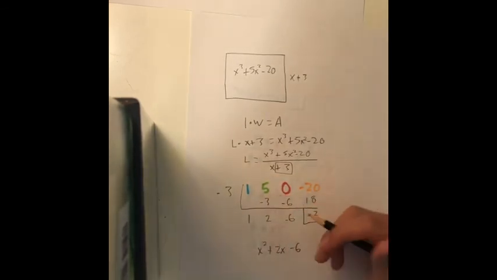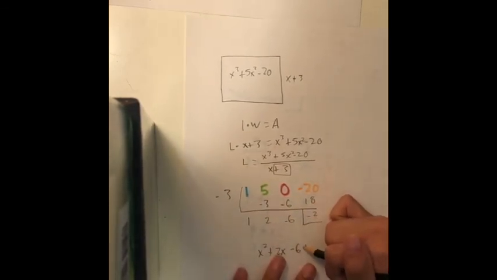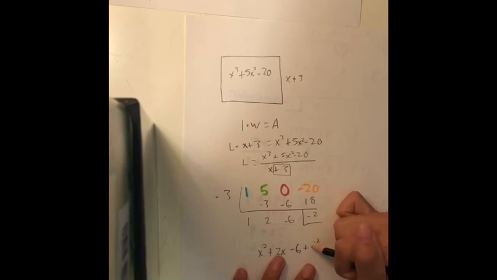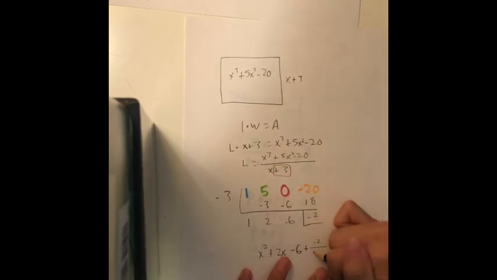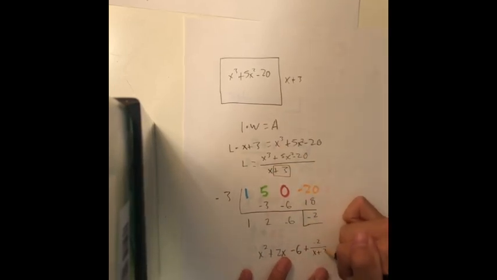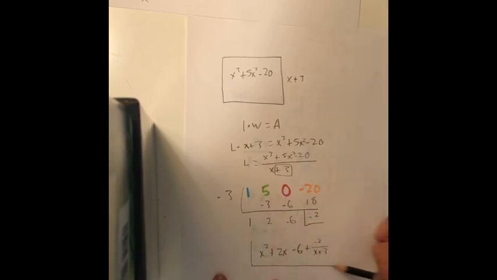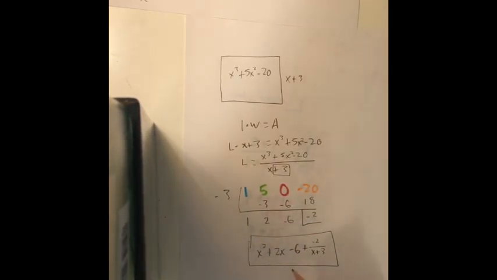Now we just take our -2 and put it over the denominator of the original question, which was x plus 3. Just put it over x plus 3. And if you did it yourself, you can check now, and you should have gotten this as your answer. X squared plus 2x minus 6 plus -2 over x plus 3. And that wraps up my video. Thank you for watching.